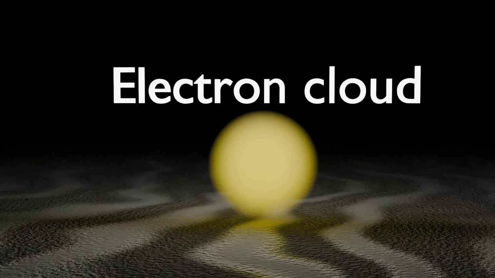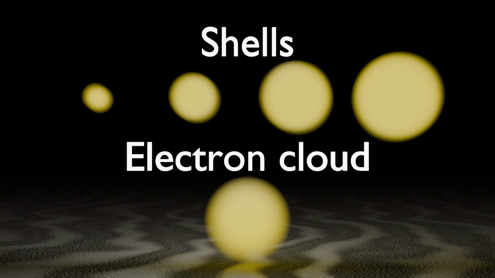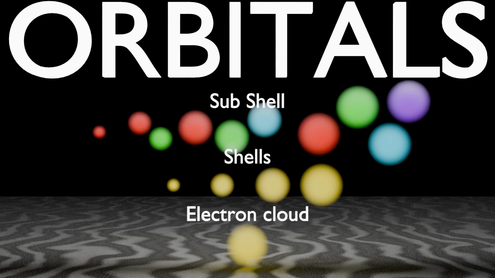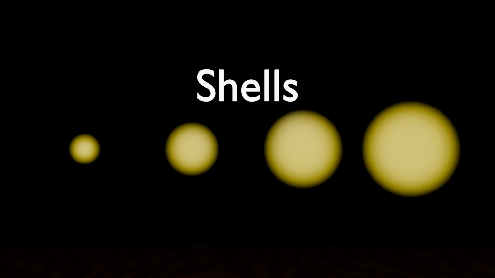All of the electron junk, because the electron cloud can be divided. You can divide the electron cloud into different shells, which can be further subdivided into subshells, and further divided into orbitals. Orbitals, let's leave them behind for now. Alright, first we should start with shells.